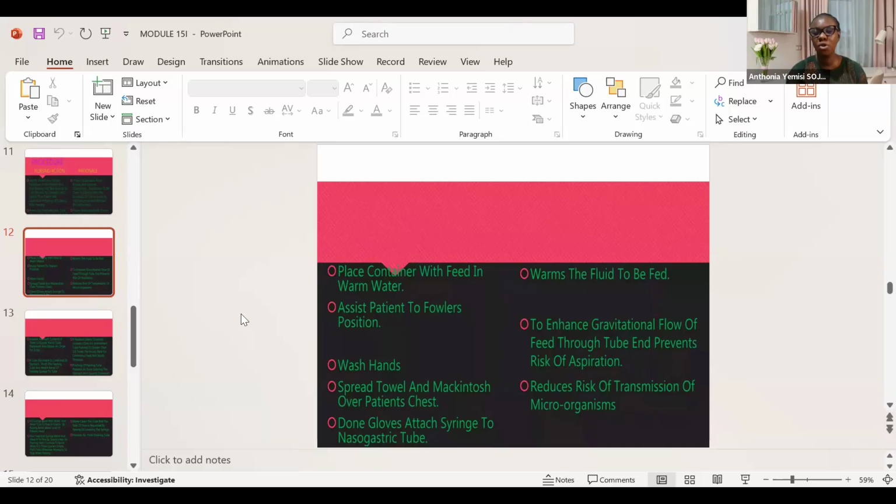Then have your hands washed, and have towels and a Macintosh over the patient's chest because there could be a bit of spillage around. Be gloved to get it done. So you have to wear a pair of gloves.